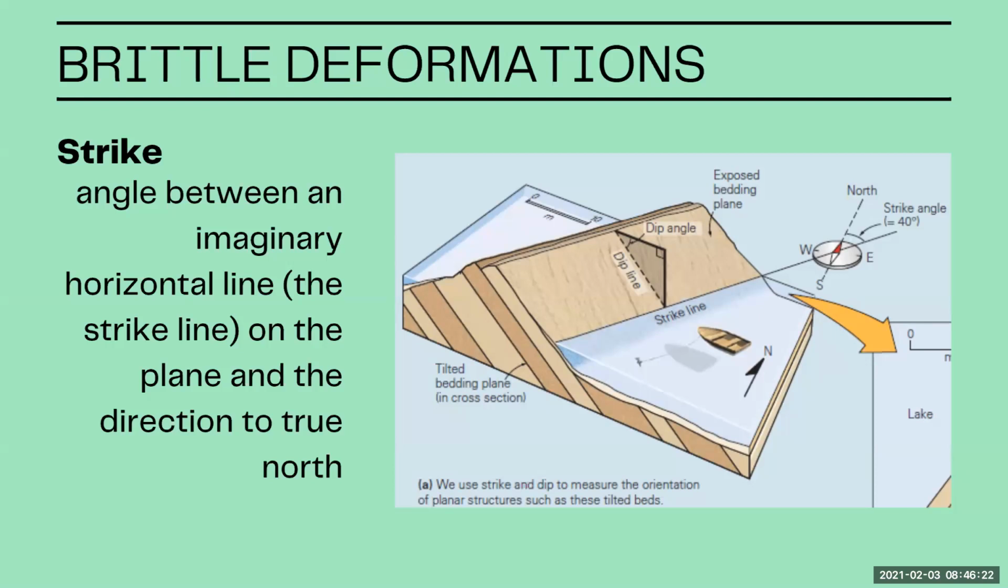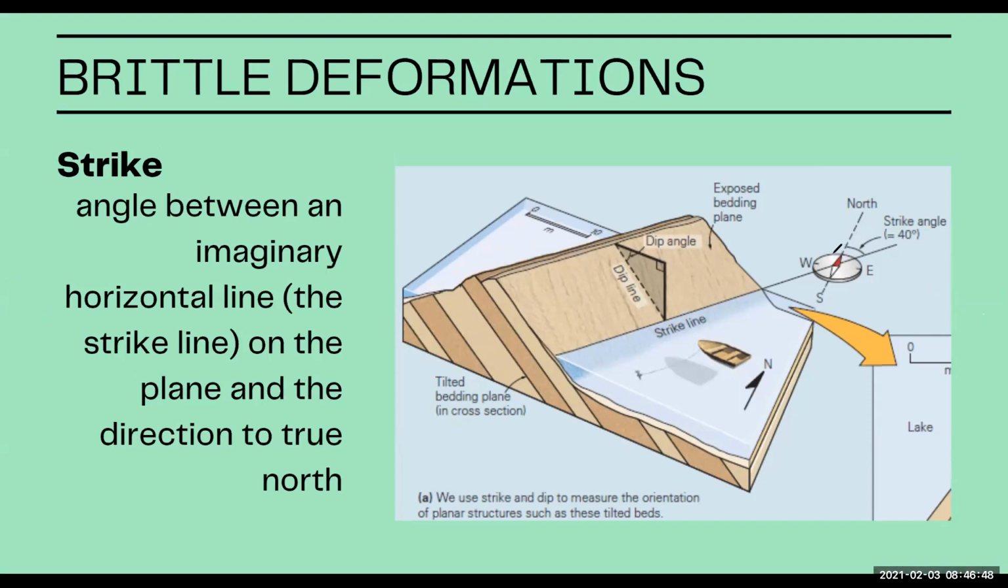Okay? So, when defining yung orientation ng isang fault, we can define it in two aspects. Yung sinasabi nating strike and yung sinasabi nating dip. The strike is the angle between an imaginary horizontal line, the strike line, on the plane and the direction to the true north. So basically, yung angle na to is formed from the strike line or a horizontal line. Di ko masyado maintindihan to guys eh.